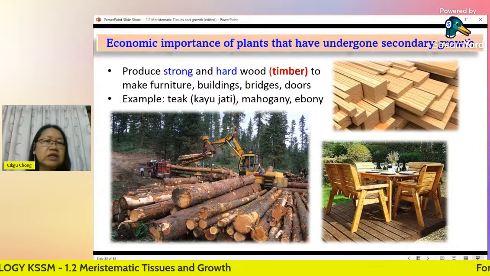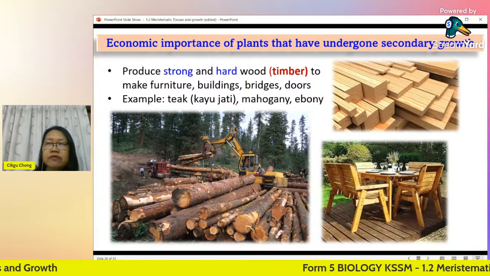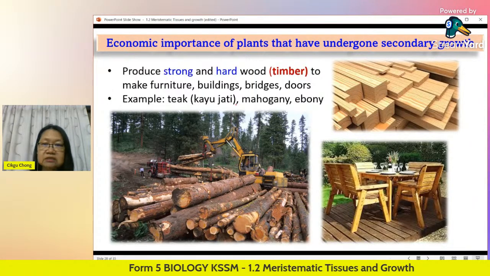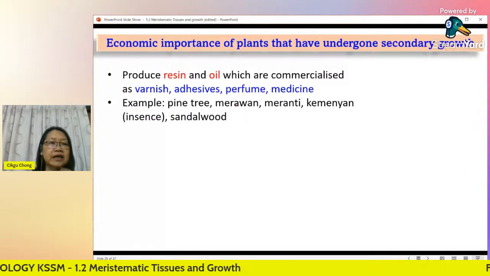Very strong, good quality. Mahogany, ebony. All these are names of certain species of wood, which we get from trees, which have economic importance. They're very expensive actually. Okay, next.